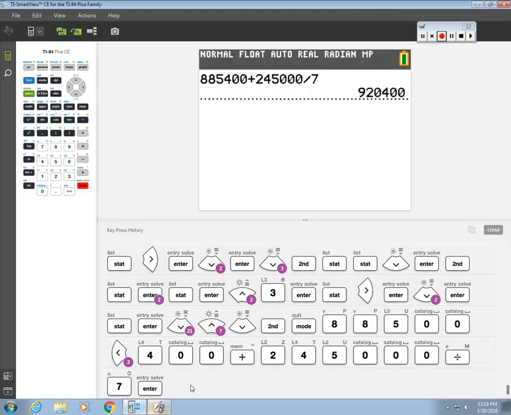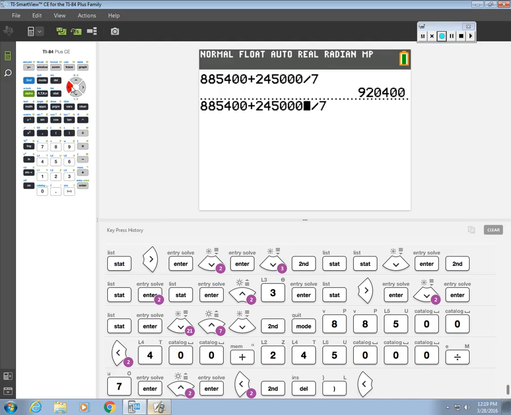What did I do wrong? Right. It's only dividing the 245,000 by 7. It's not dividing all of that by 7. If you want to type it in all at one time, what do you have to do? Parentheses. So if I go back and I type in a parenthesis right there, and if I go to the beginning, and type in, hold on, I went off there.